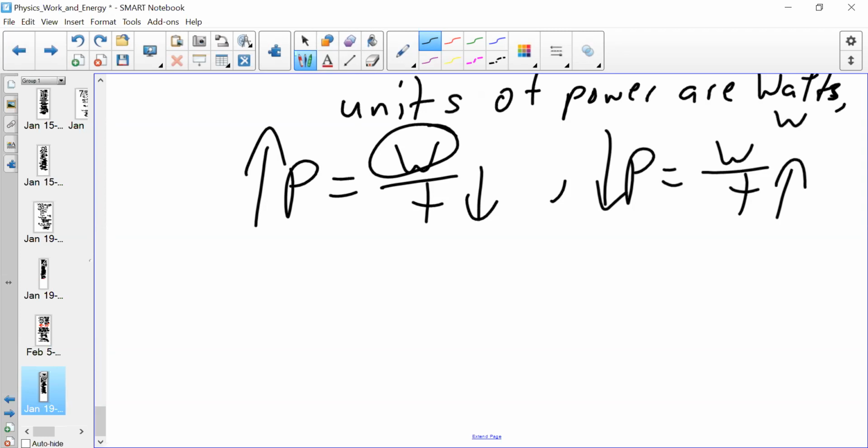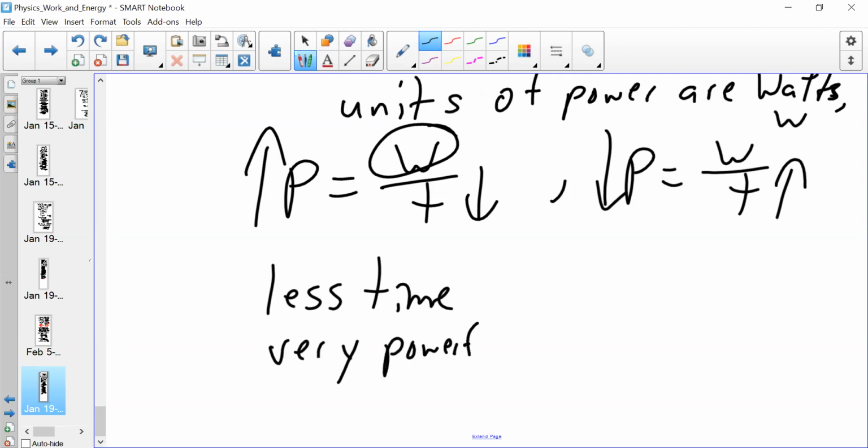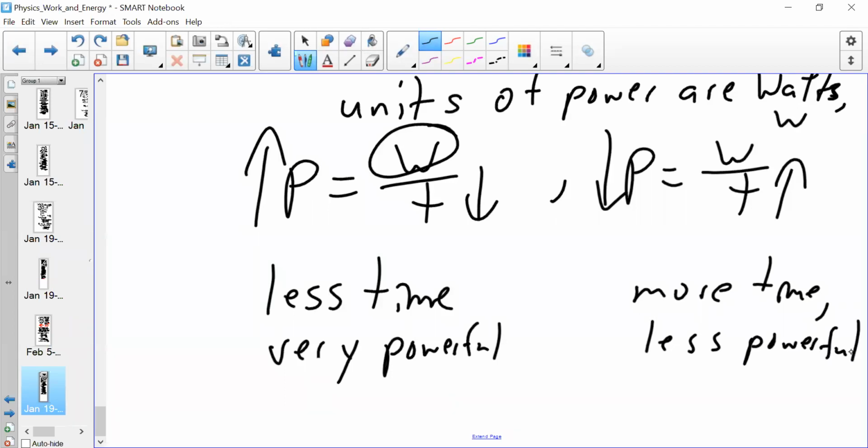Okay. If it takes you less time to do some work, you're very powerful. More time, less powerful. So inverse.